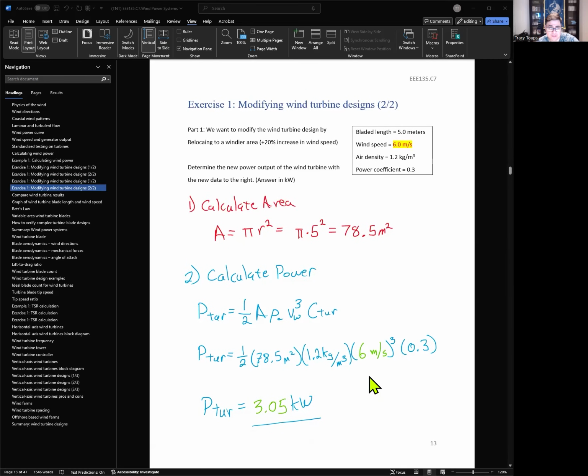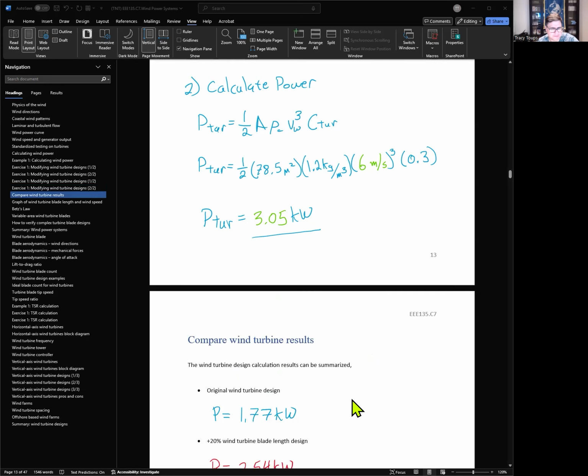Now let's do the wind turbine design where the wind speed has changed. Area goes back to normal, 78.5 meters squared, but now we put in a wind speed of 6 meters per second. Number crunch that, and we get 3.05 kW. That's almost 1.3 kW more than our original design. Other than that, it's a pretty standard plug and chug. As long as you know what these numbers mean, everything else is pretty simple.